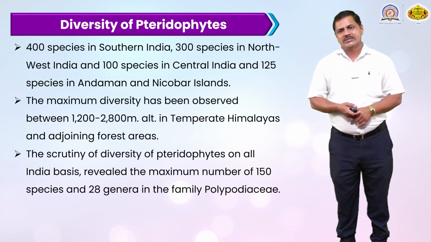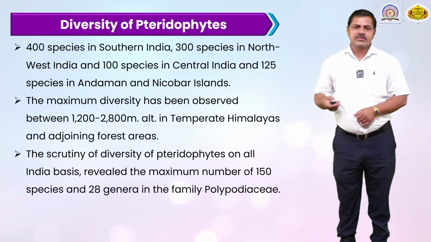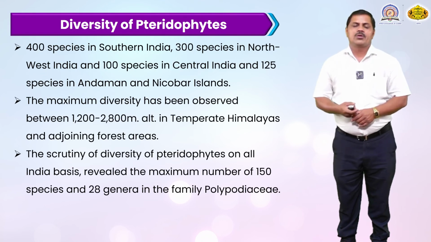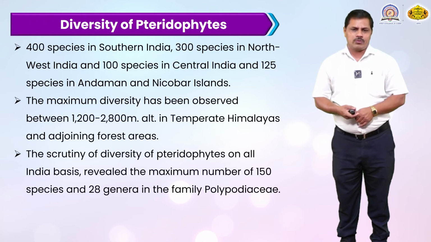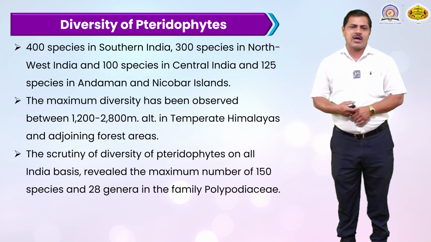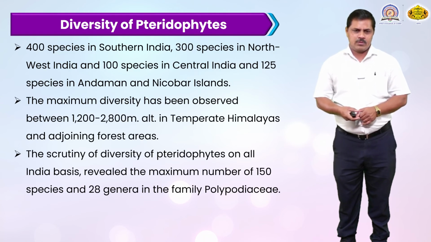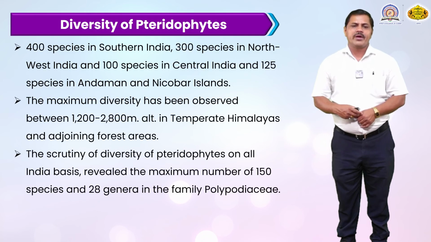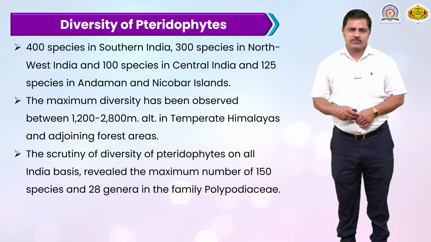About 400 different species occur in the southern Indian region, meaning in Kerala, Andhra Pradesh, Maharashtra and Tamil Nadu. There are 300 species in the northwest, 100 species in central India and 125 species in the Andaman and Nicobar Islands. The maximum diversity has been observed between 1,200 and 2,800 meters altitude in temperate Himalayan and adjoining forest areas.